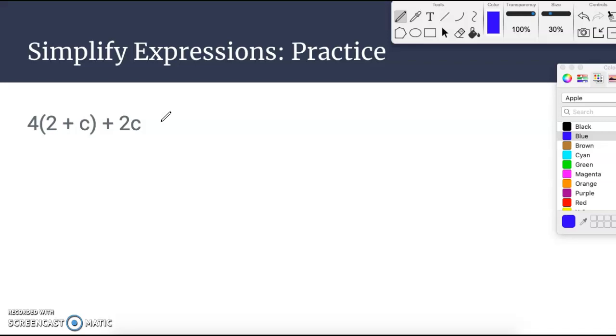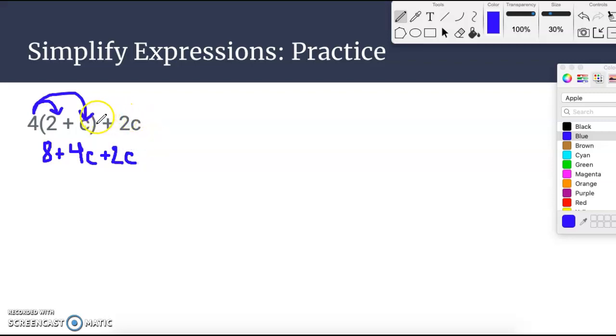First, we multiply using the distributive property. So I'm taking the 4 times the first term, which is the 2, which is 8. And then 4 times the second term, c. 4 times c is 4c. And we are adding, so this is 8 plus 4c. Now I am not going to multiply the 4 by the 2c because this is not in the parentheses. We are just going to bring that down to our next line. We didn't do anything to it yet.